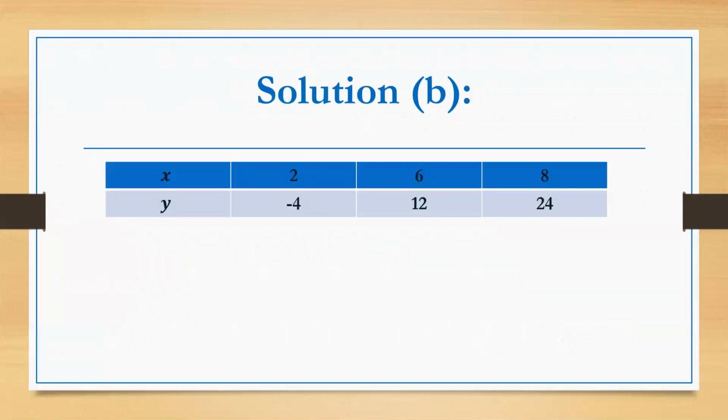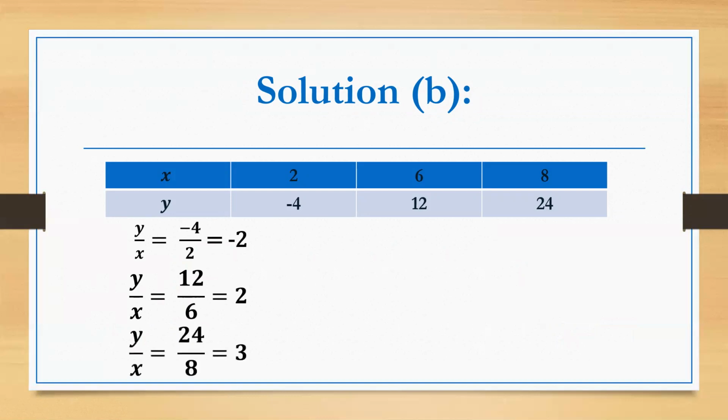Now we look at the second table. So here, y over x will be, for the first case, minus 4 over 2, which is negative 2. The next column we have 12 over 6, which is 2. The last column, 24 over 8, which is 3. So you can see here that we do not get the same value for y over x.